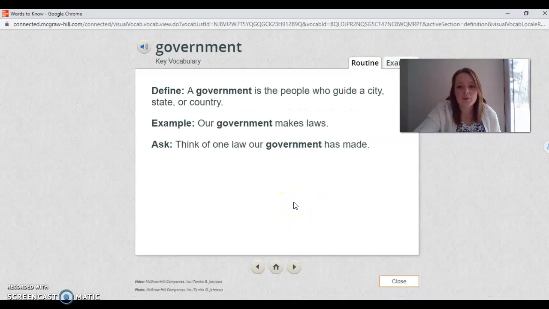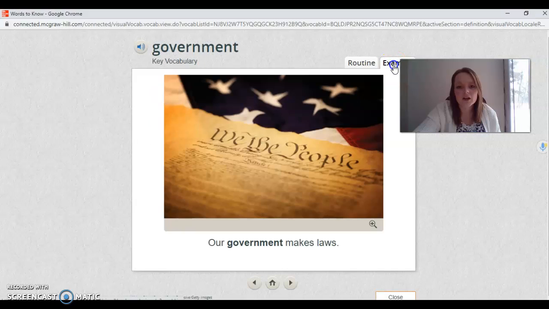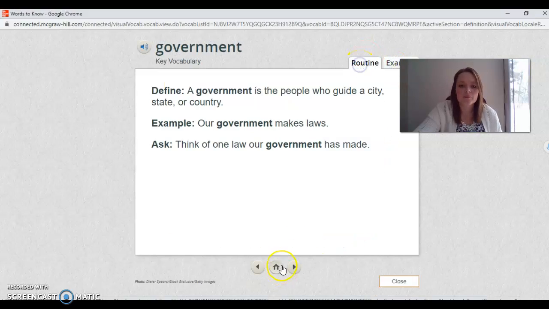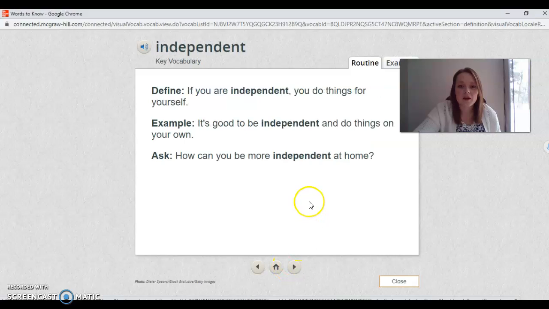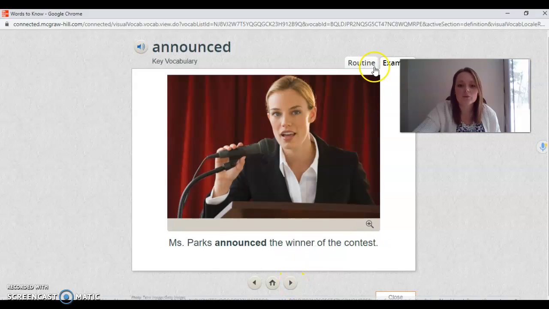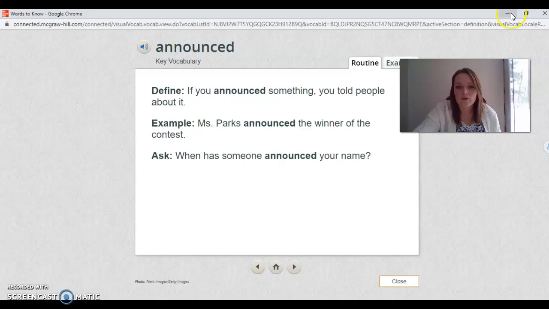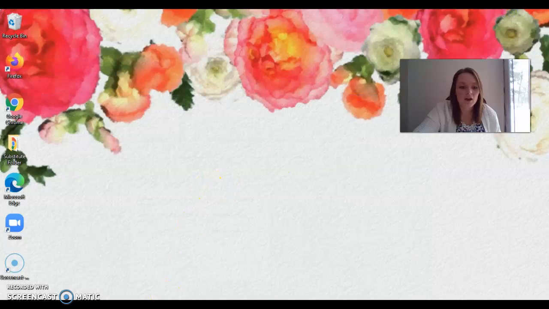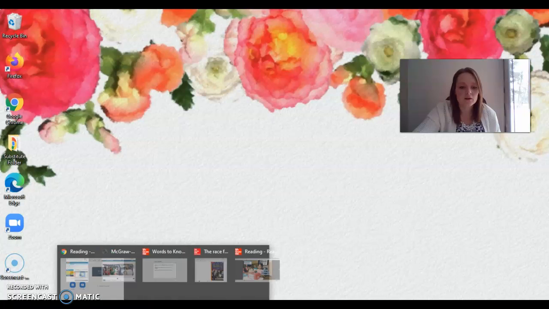Government. Government is the people who guide a city, state, or country. Our government makes laws. We make laws to protect people. Independent. If you are independent, you can do things on your own. You can do things by yourself. It's good to be independent and do things on your own. Okay, so that's just a little introduction and explanation about our words this week.